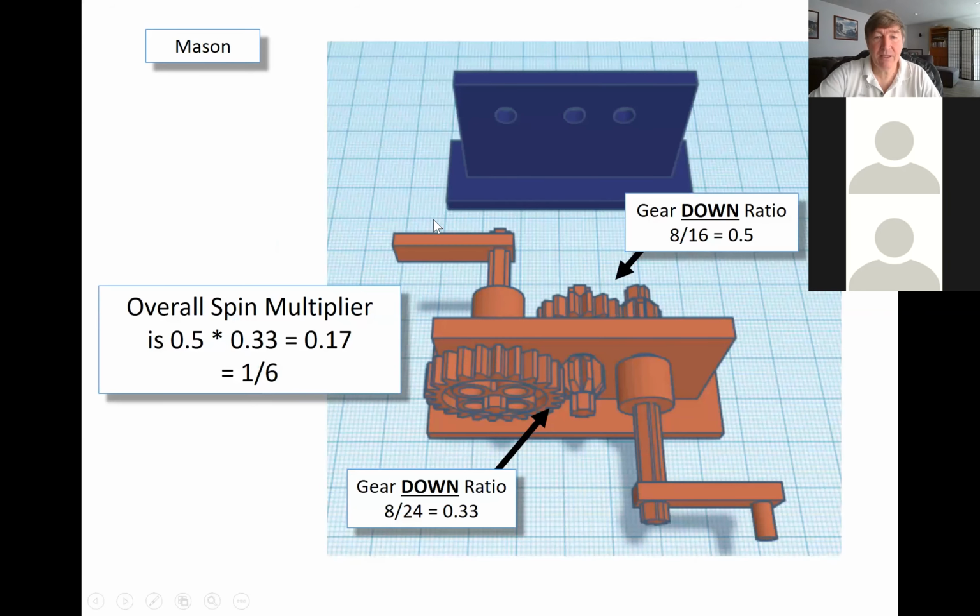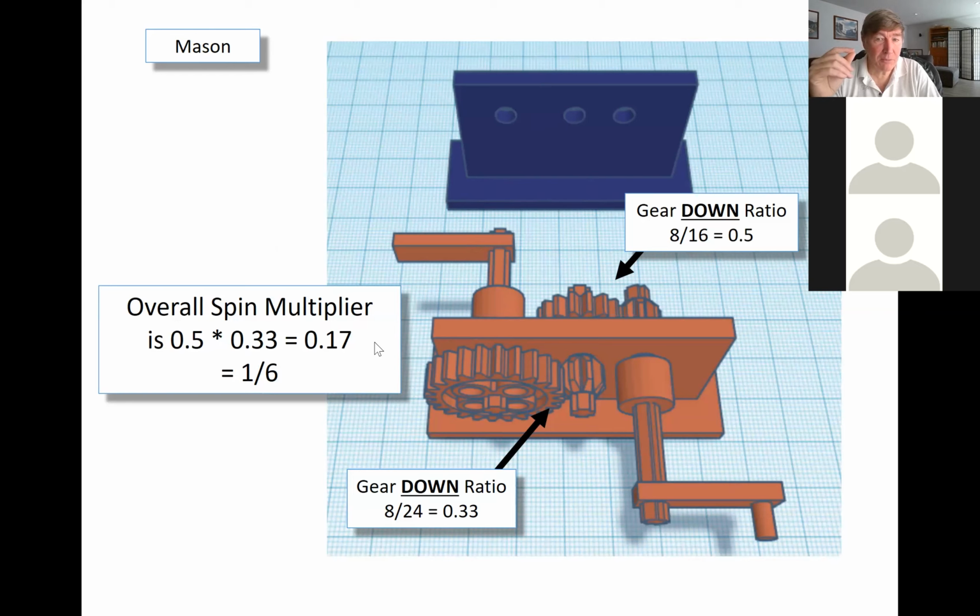Okay, Mason. Mason also recognized that if we don't do something to our support structure, it's just going to flop over. So Mason also modified it. He put a little foot down here on the bottom, which was good for you, Mason. I'm glad to see you did that. Okay, so here's his thing. He's got an overall gear multiplier of 0.17.